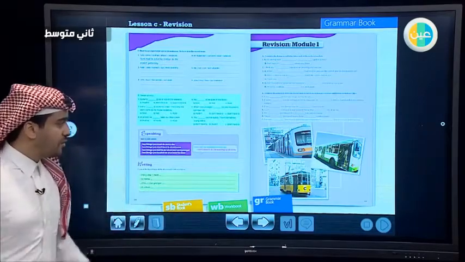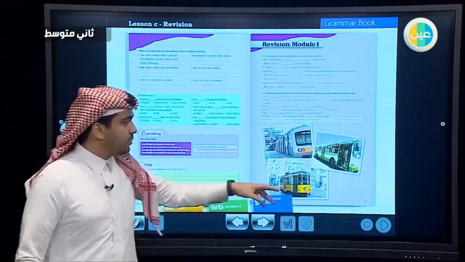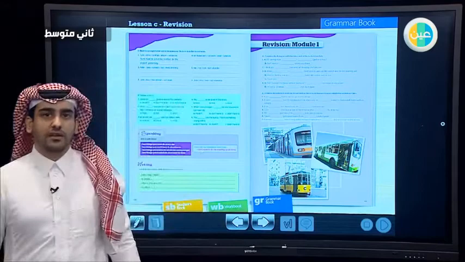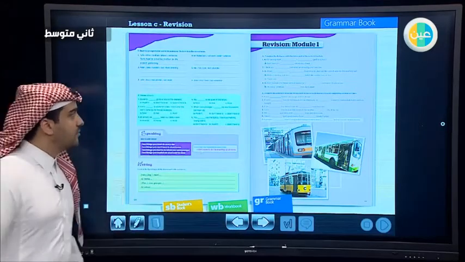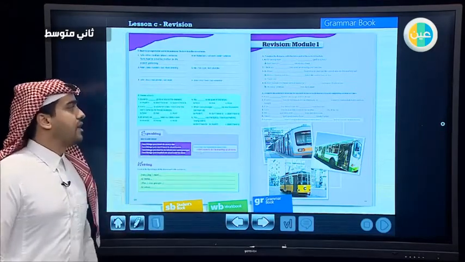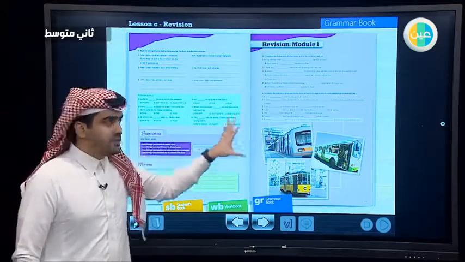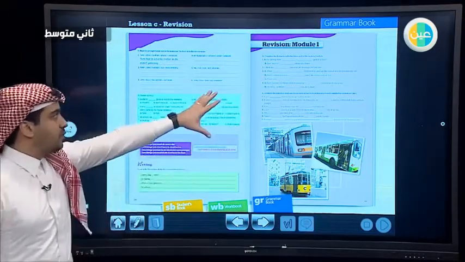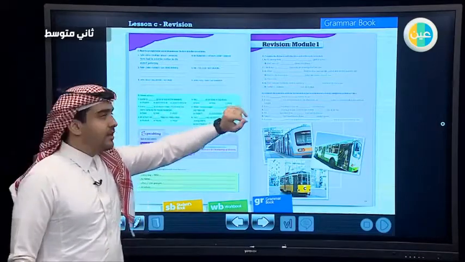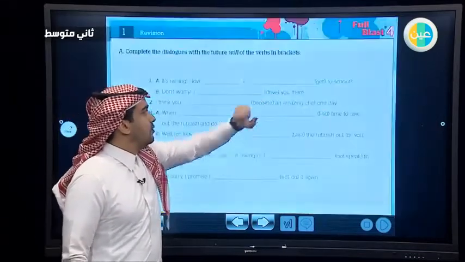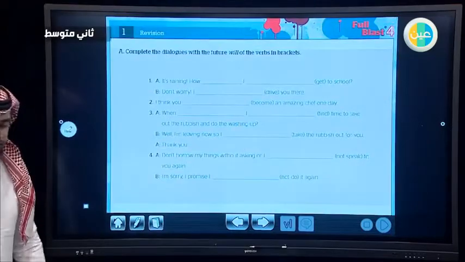Okay, so if you have your book at hand, please open your book to page 139. Page 139. Okay, so when you open your book to page 139, you will see this page, okay? So let's start with revision for module 1 and let's start with exercise A.